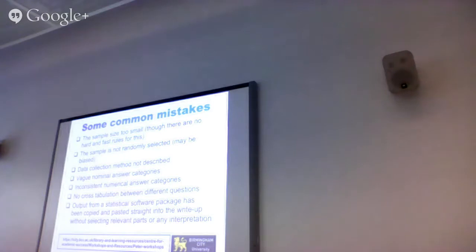The data is not randomly selected. It has some bias in it. It may not be possible to eliminate all bias, but it is something that should be taken into account in the way in which it's reported.